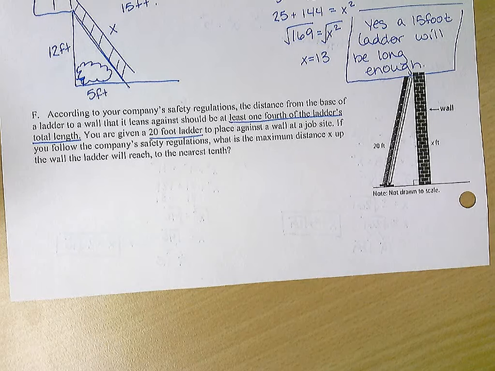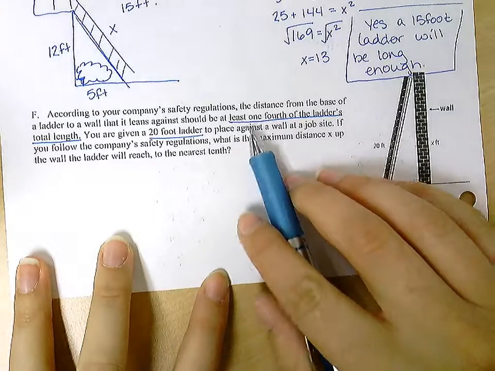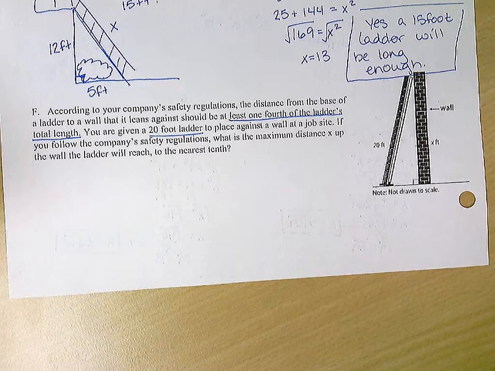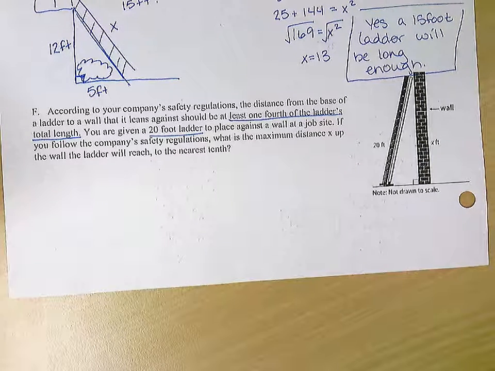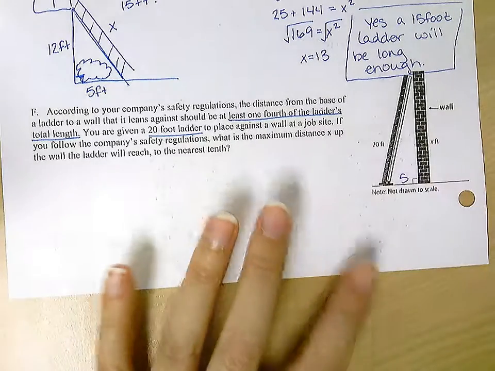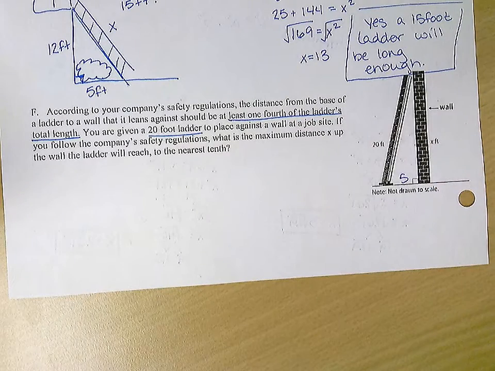All right, so I'm going to go over F really quick so that everybody can start on their assignment. So main thing here, you had to look at that at least 1/4 of the ladder's total length. So the total length was 20. So 1/4 of 20 is 5. So that's how far it has to be placed from the wall.